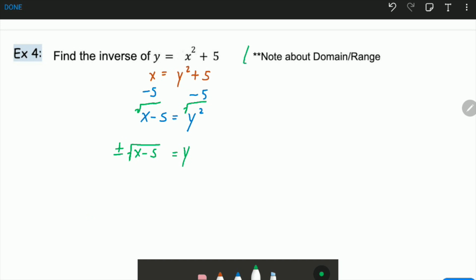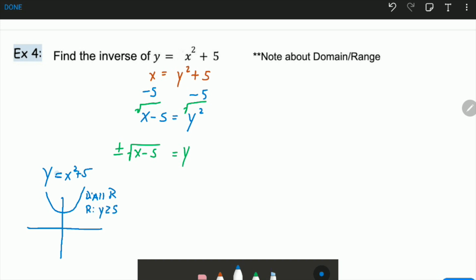But that brings us into our note about domain and range. So the original function, and by the way, this is the rewritten equation. So the original function, y equals, and I forgot to switch back to my markers, y equals x squared plus 5. Might look something like this, and it does look something like this. I'm just not putting the tick marks. And it has a domain of all real numbers and a range of y greater than or equal to 5, just using transformations.